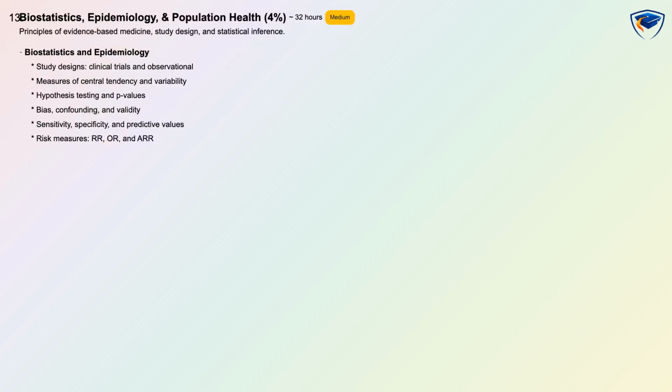Biostatistics, epidemiology and population health is 4%, medium difficulty, and estimates 32 hours of preparation with scenario-based assessment. The domain teaches principles of evidence-based medicine, study design and basic statistical inference needed to interpret research and clinical data. Learn study types and trial design, measures of central tendency and variability, hypothesis testing and p-values, bias and confounding, diagnostic test characteristics and risk measures such as relative risk and odds ratio.